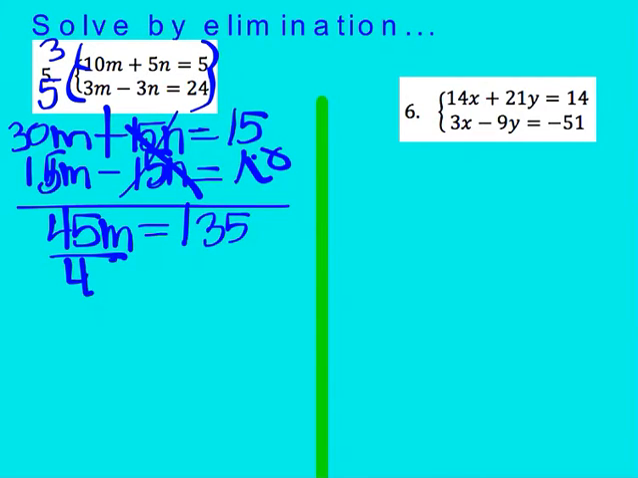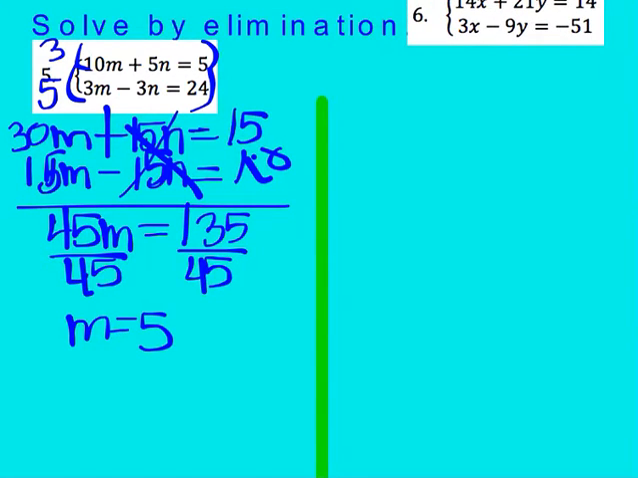Divide both sides by 45. And then I end up getting that m is equal to 5. So now I need to plug back in to solve for my n. So I'm going to plug it into this second one here.